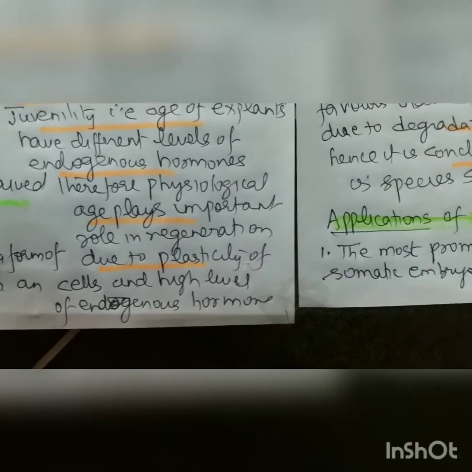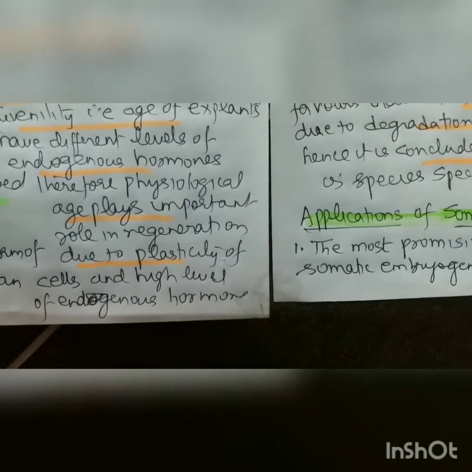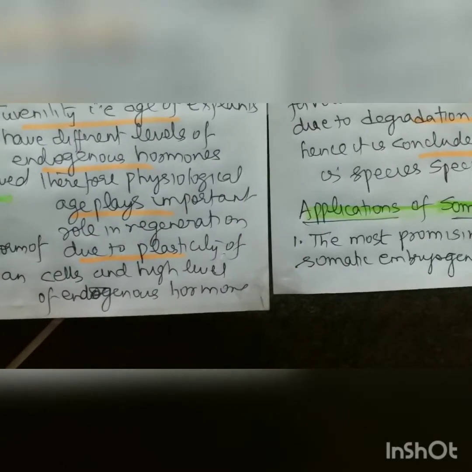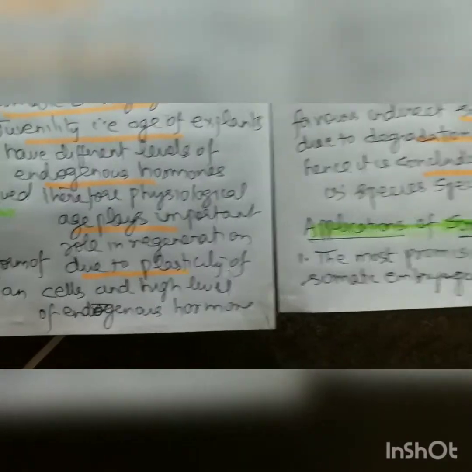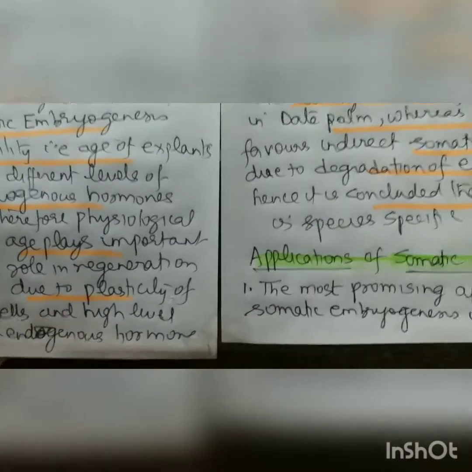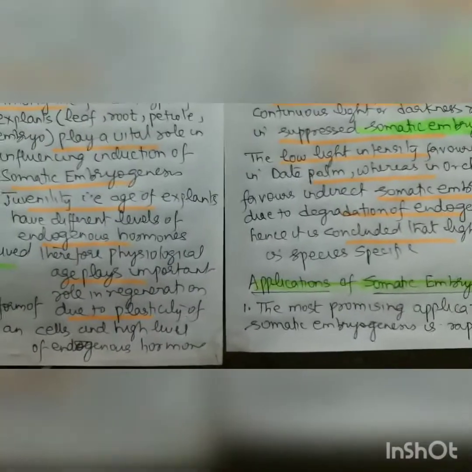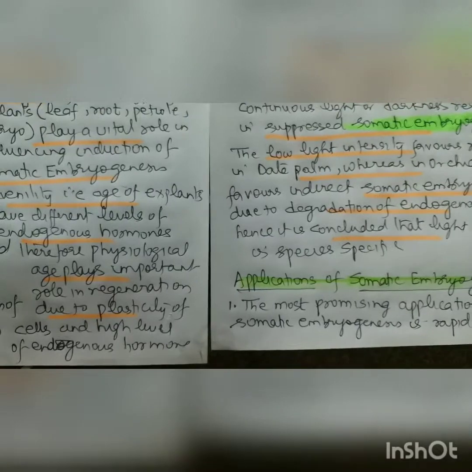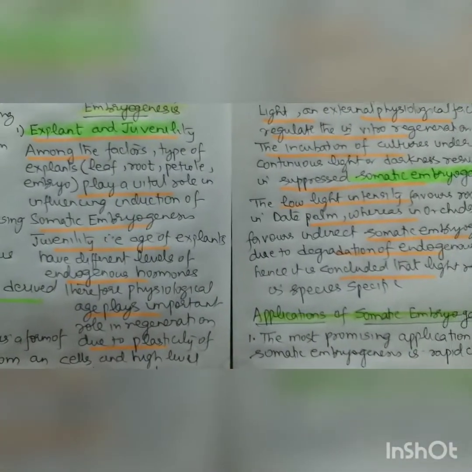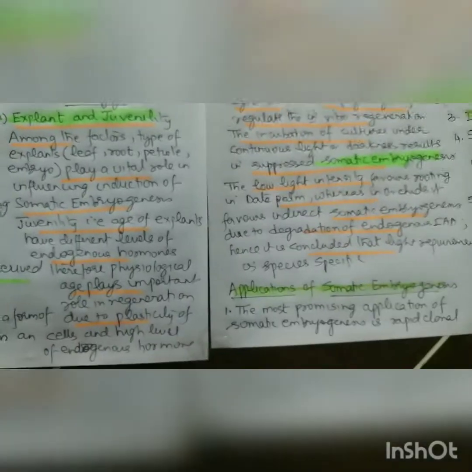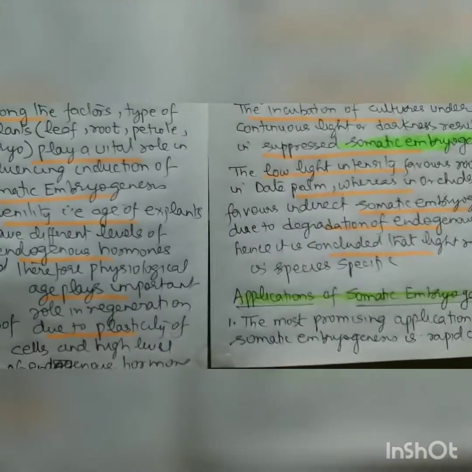The cells are more biochemically and physiologically active, and have a high level of endogenous hormones, I already told you, and that is why they are more amenable to regeneration, whereas with older age or explants from mature plants, they are recalcitrant to regeneration. They can't regenerate despite the nutrient regime in the medium.